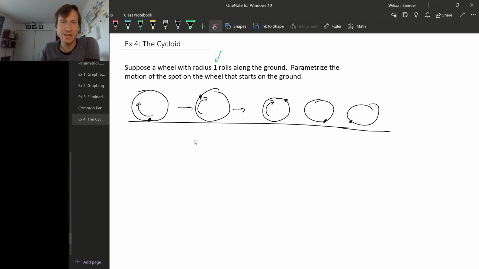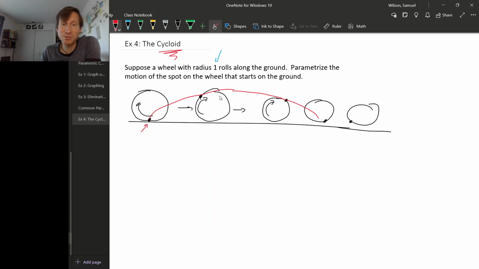So this spot is going to somehow swing up to here, and then at some point it's going to be at the very top of the wheel, and then it's going to swing back down to here, and something like this. So we get this sort of arch shape. This shape is called a cycloid for, I don't know, traditional reasons, because it's a wheel rolling along. It's a cycle somehow. So let's see if we can come up with a parametric curve that describes how this point is moving around the plane.